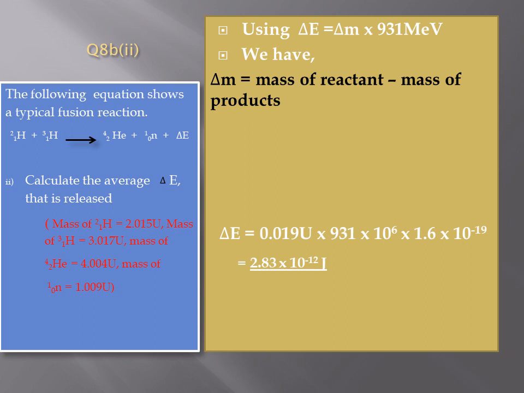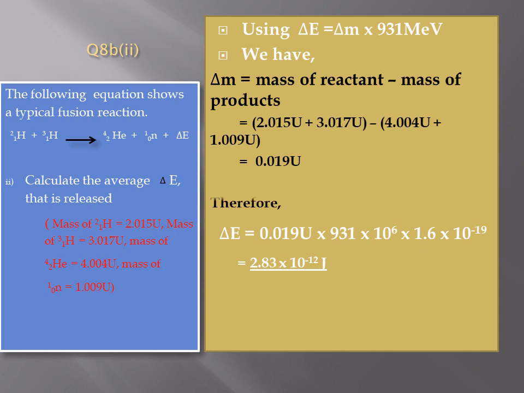Then what else do we have? Delta M is the mass of the reactants minus the mass of the products. These are the reactants and these are the products. Their various masses have been given in the table below. So if we do our arithmetic correctly, this is the mass of hydrogen 2 plus the mass of hydrogen 3, minus the mass of helium plus the mass of the neutron. If we do this arithmetic well, we're going to have 0.01219 units.